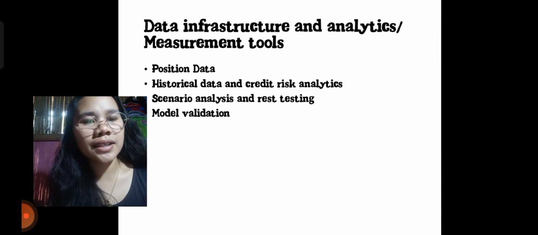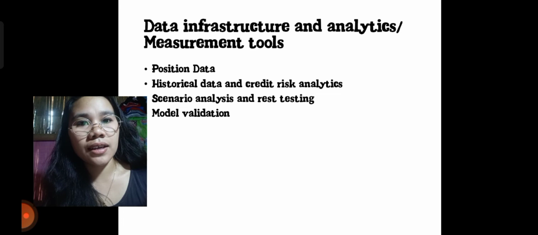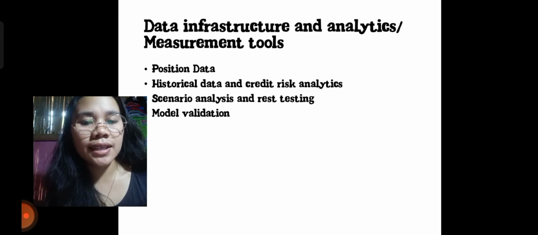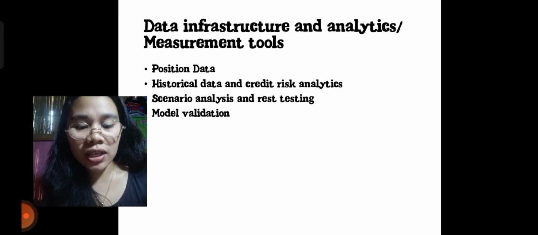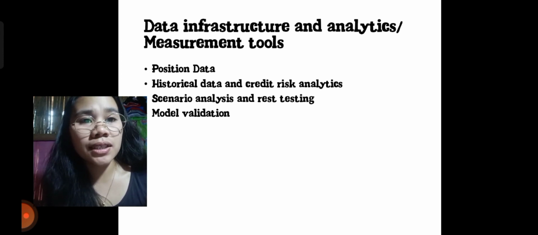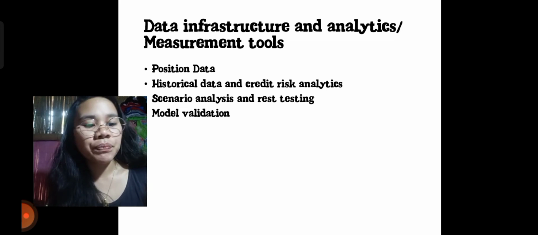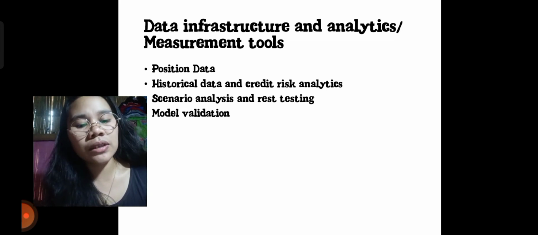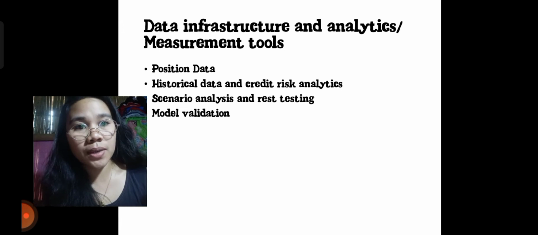Next is historical data and credit risk analytics. Historical data is risk data, a defined set of information in digital form that is used by an organization for diverse risk management and other business processes. Credit risk analytics is a form of analysis performed by a credit analyst to determine a borrower's ability to meet their debt obligations.